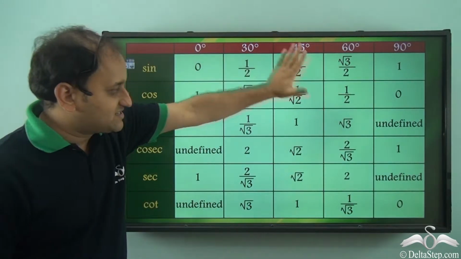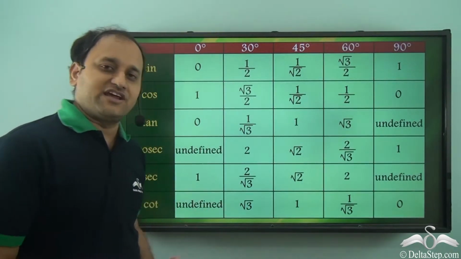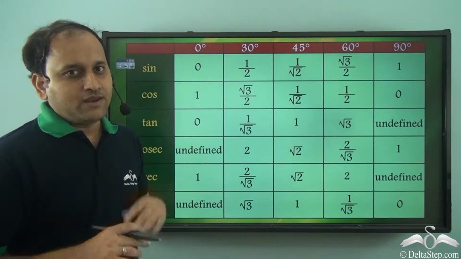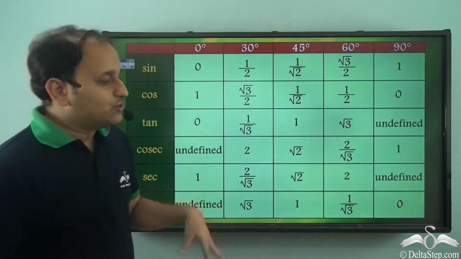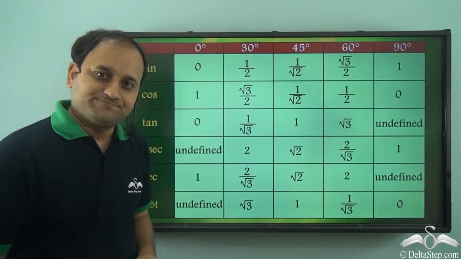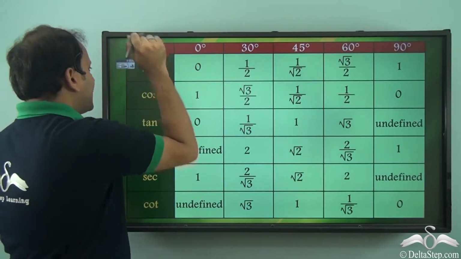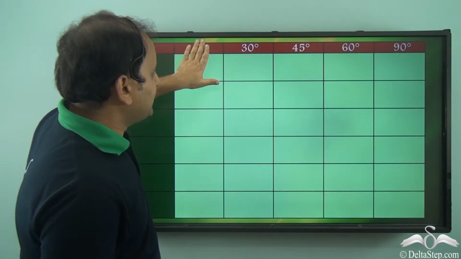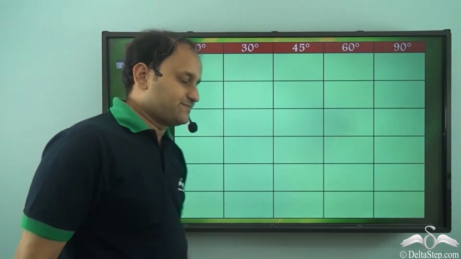So if you memorize this table, then if you get numericals related to trigonometric ratios, you can quickly substitute the values. Now there is a small trick which can also be applied to write this table. How can we do that? Let's see. So let's start with sine. Now we have values for sine 0 degree, 30 degrees, 45 degrees, 60 degrees and 90 degrees.